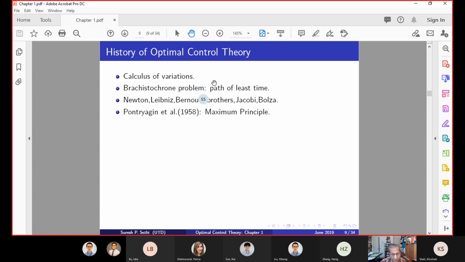And one of the most famous problems of calculus of variations is called the Brachistochrone problem, or path of least time. We'll quickly look at that. And many of the big guys in physics and mathematics actually contributed to solving that problem. And then in 1958, a bunch of Russians developed what is called the maximum principle. And the maximum principle is like the first order condition of optimality for an optimal control problem. Okay? It is like f prime of x equal to 0. Basically, that's what's going on.